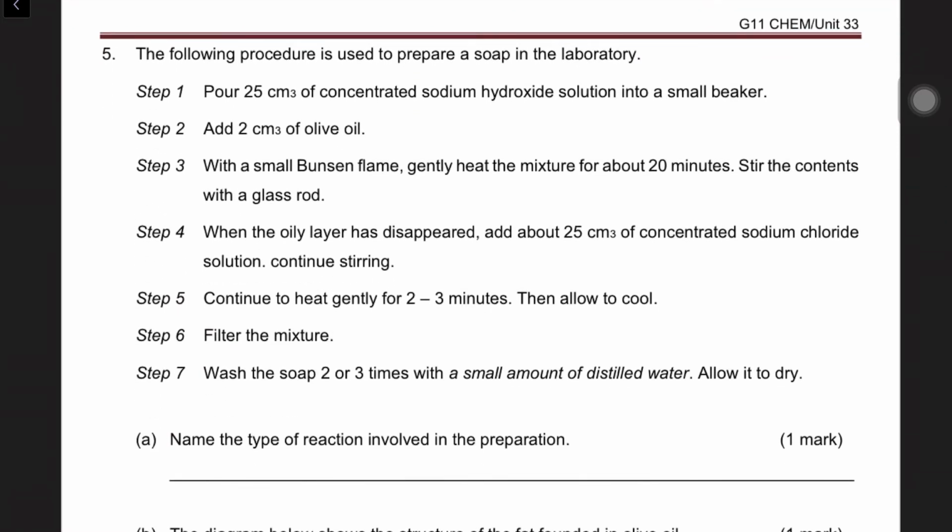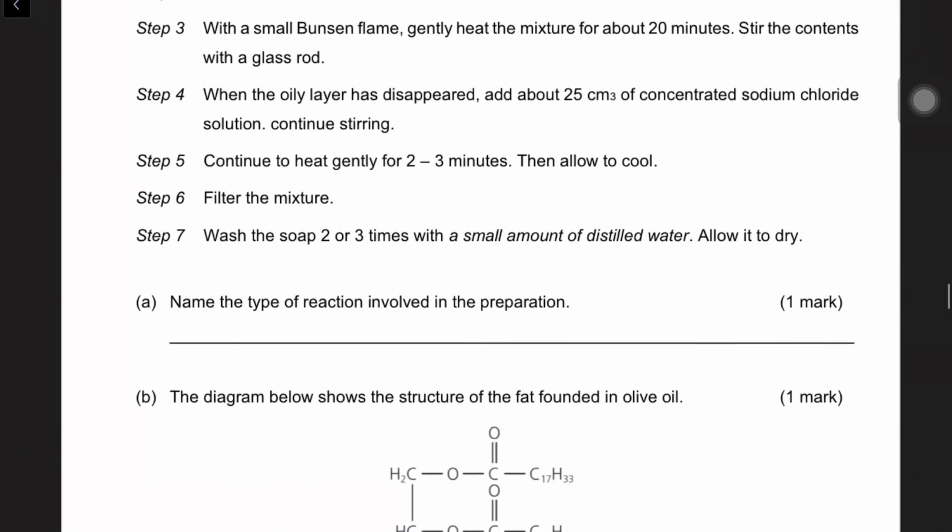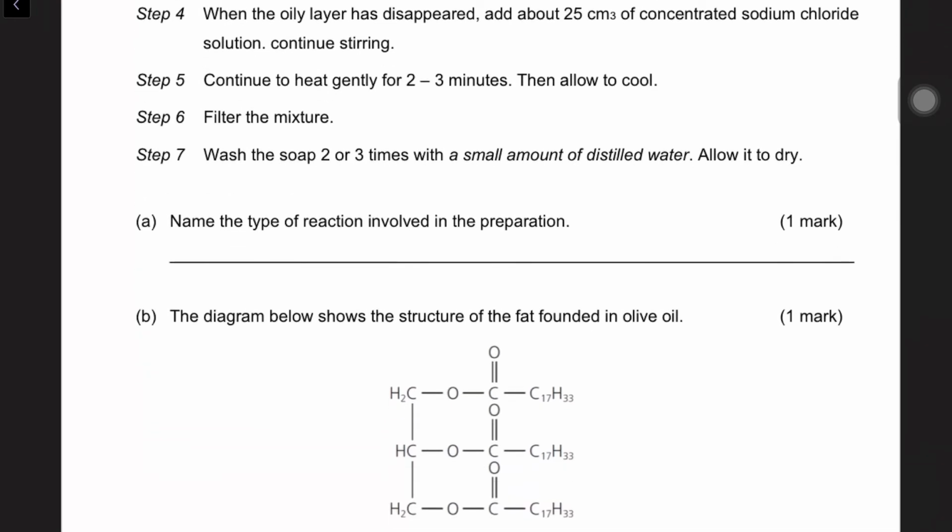Now next one, question 5. So here shows the preparation steps of soap in the laboratory. So part A is very simple. Name the type of reaction. So what is the name for this reaction? This is a term that I just introduced to you and hope you can spell it. Yes, this is saponification.